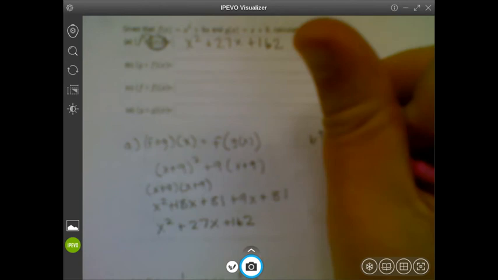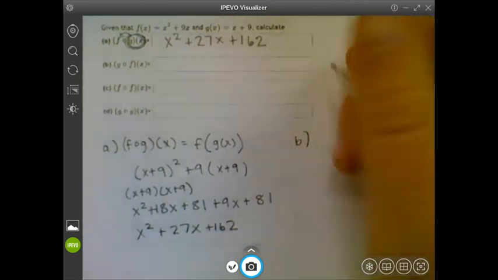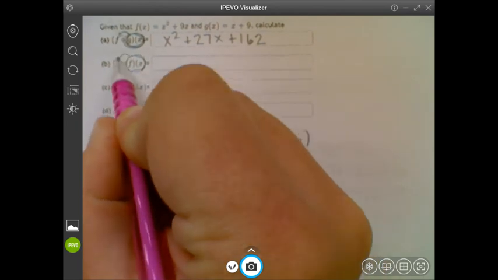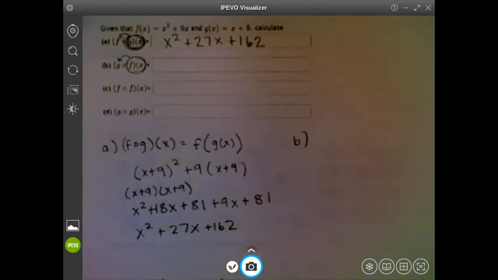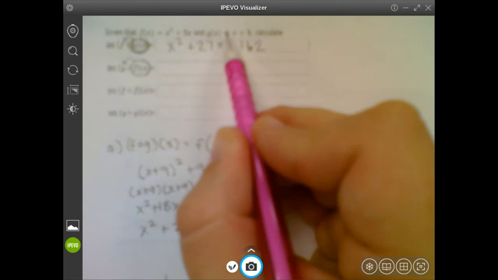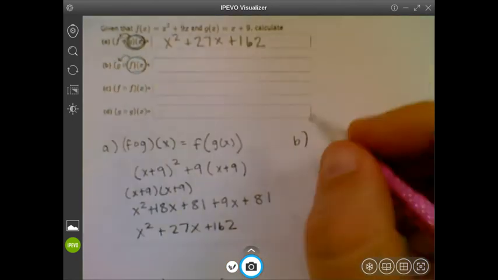All right, so here's part B. We're doing g of f of x. So f of x this time is going to go into the g function. So we're doing it the reverse of what we just did. So you're starting with your g function. That's going to be your main function. And anytime you see an x, you're plugging in your f of x function.